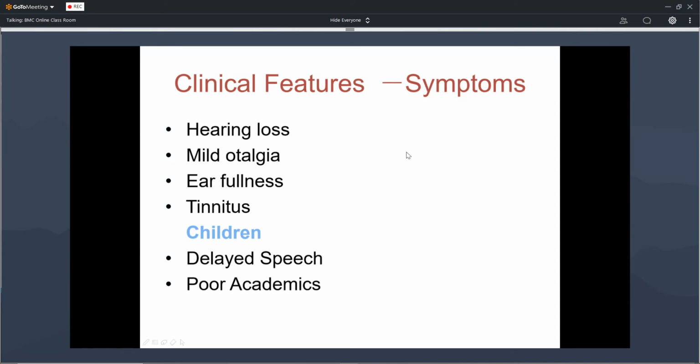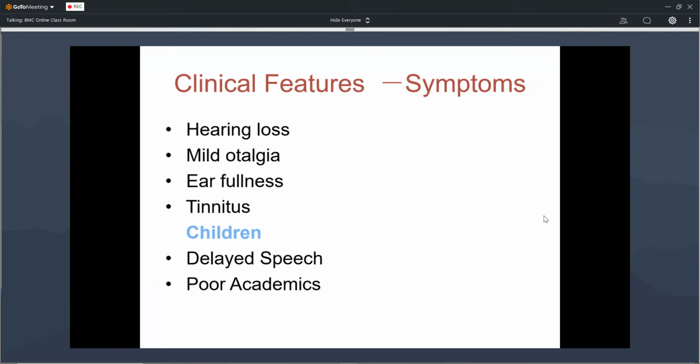So if you see non-suppurative otitis media in children below the age of 2 years, then there is a chance of delayed speech and poor academics because of the conductive hearing loss. So the development of speech may be delayed and poor academics because of the conductive hearing loss. So the main symptoms are the blocking sensation, tinnitus, mild earache, and hearing loss.